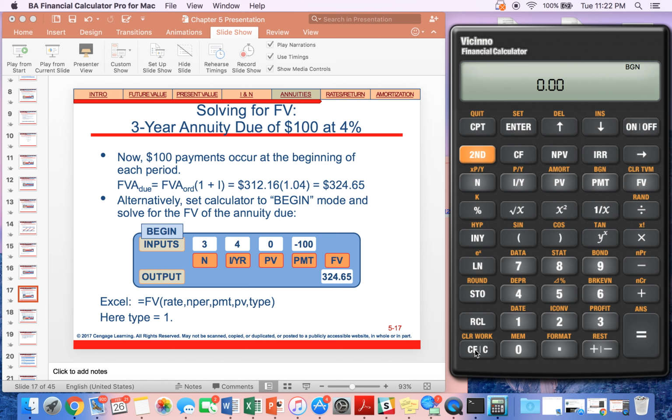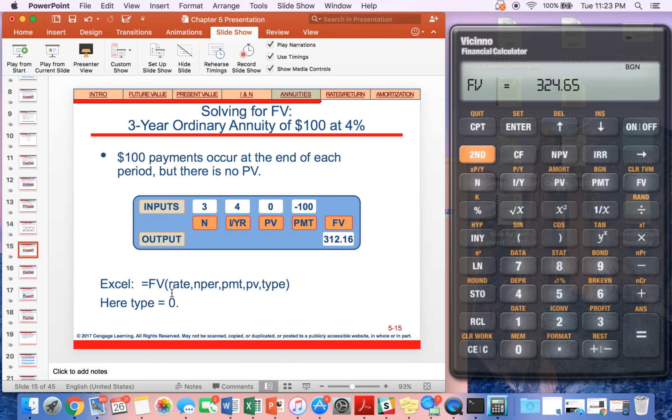So it's the same annuity that we were just talking about, 3 years at 4%. It's a $100 annuity. So we're going to plug it in, 3 for our N. We're going to plug in 4 for our I/Y, 0 for our present value because we don't actually have any tangible value today, 100 for our annuity or our payment, and then we're going to compute for our future value. So you'll notice here that the annuity due, the future value of this annuity is $324.65.